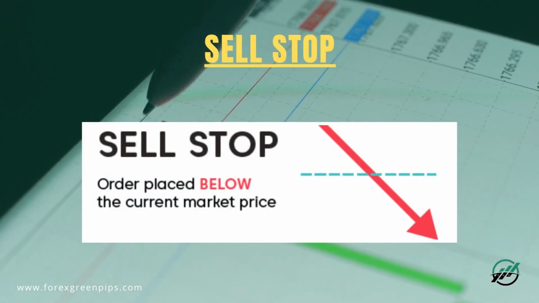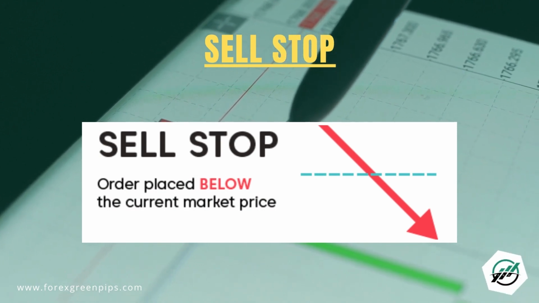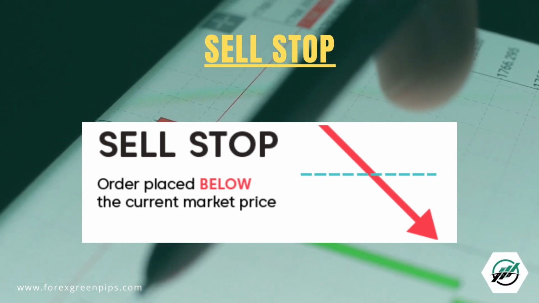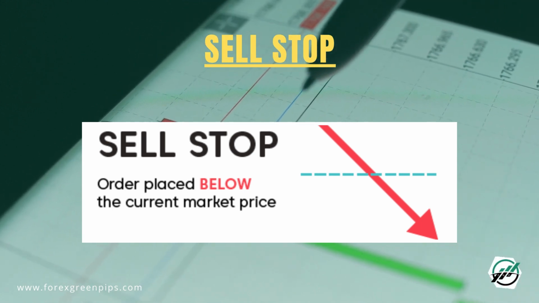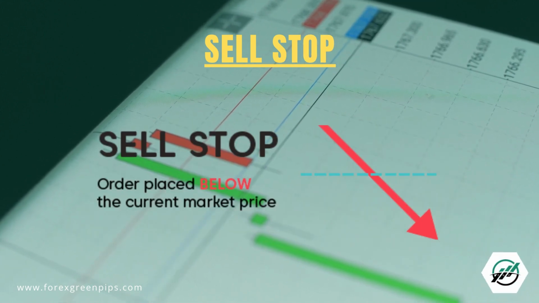Sell stop. This order type is useful if you expect prices to fall to a certain level, usually a key support level, and once it breaks that level it would trigger a bigger move down. It is particularly useful for breakout strategies. You would place this order below the current market price.